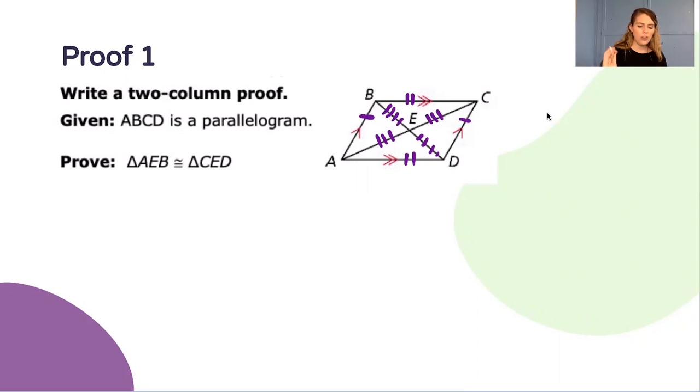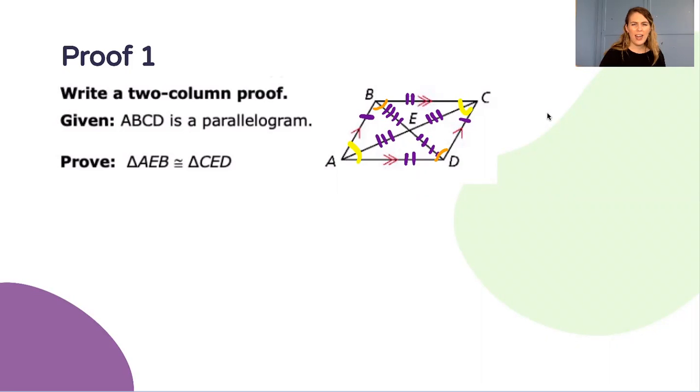Trying to think through, I know things about the angles as well. I know that my opposite angles are congruent. And that on the side, they're going to add together to be 180. So all I've done here is marked up everything that I know based on the definition of a parallelogram.